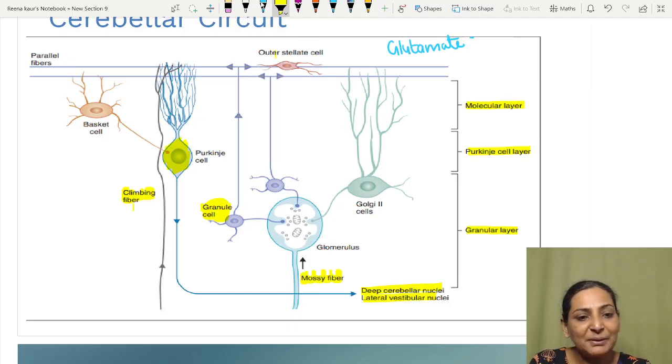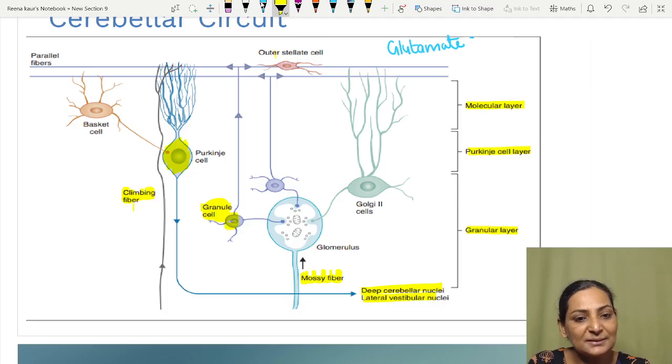Now, the climbing fibers have a one-to-one cell-to-cell connection with the Purkinje cell. That means a very strong excitatory input to the Purkinje cell. Whereas many mossy fibers converge onto one Purkinje cell, or one Purkinje cell receives inputs from many mossy fibers. That means a weak excitatory input from the mossy fibers to the Purkinje cells. Climbing fibers and mossy fibers go to the deep cerebellar nuclei and also to the Purkinje cell.